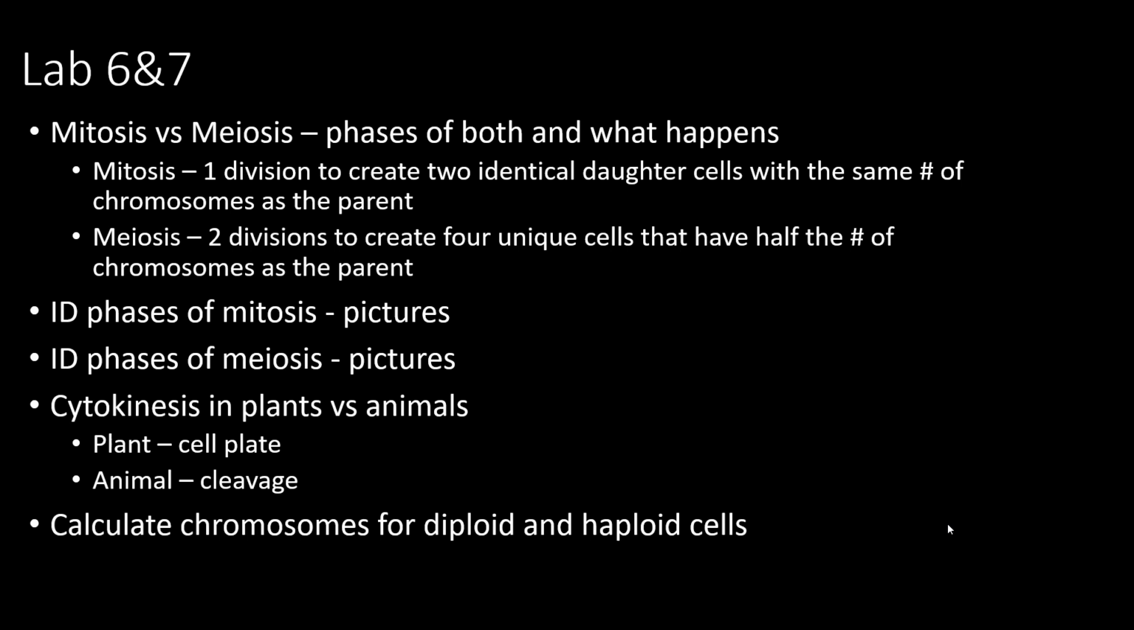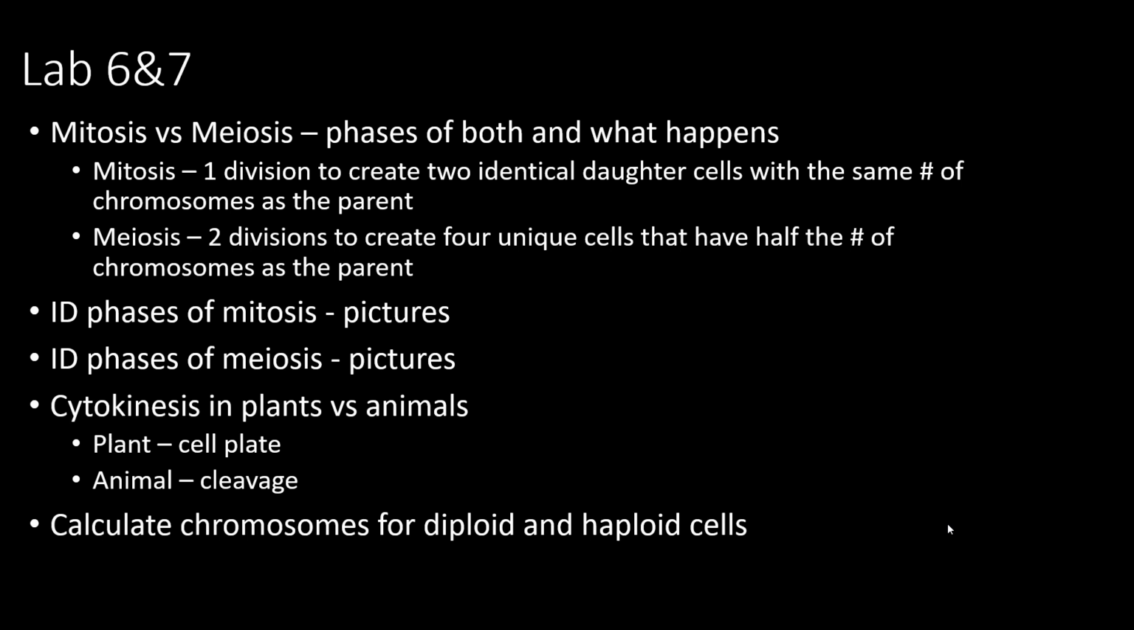The last thing you need to be able to do here in this lab is calculate chromosomes if they are diploid or haploid. Because remember, diploid means we have 2 sets of chromosomes. Haploid means I have half. So if we look here, a diploid organism may have 24 chromosomes. How can I calculate the haploid cells? Well, I would take half of 24. So half of 24 is 12. So the diploid is 24, the haploid is 12.